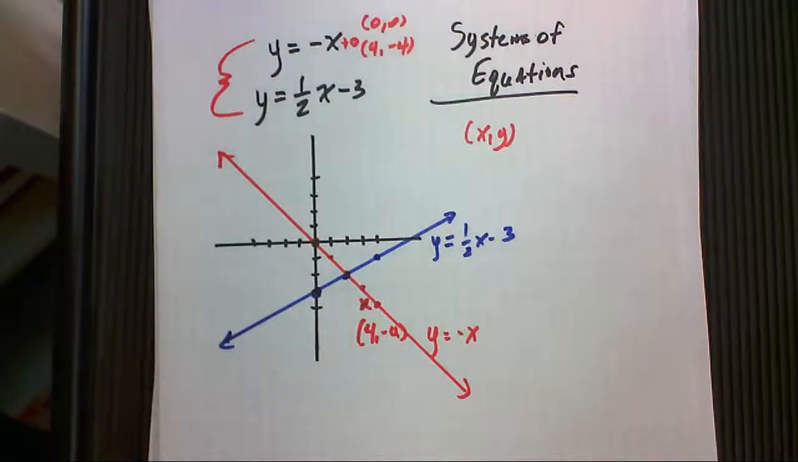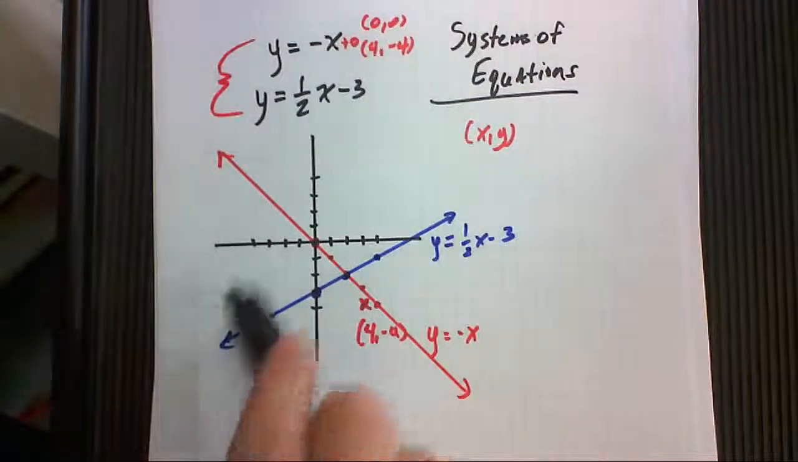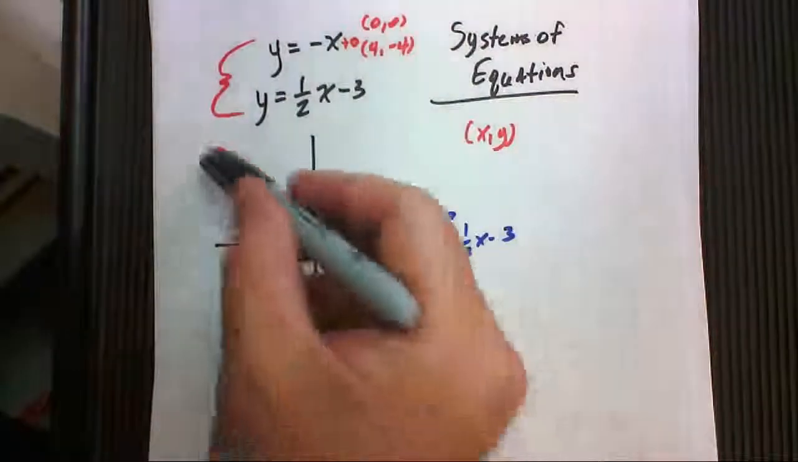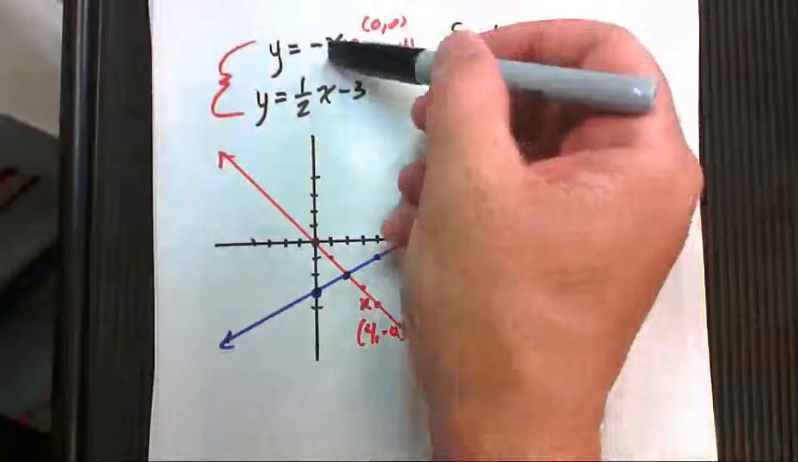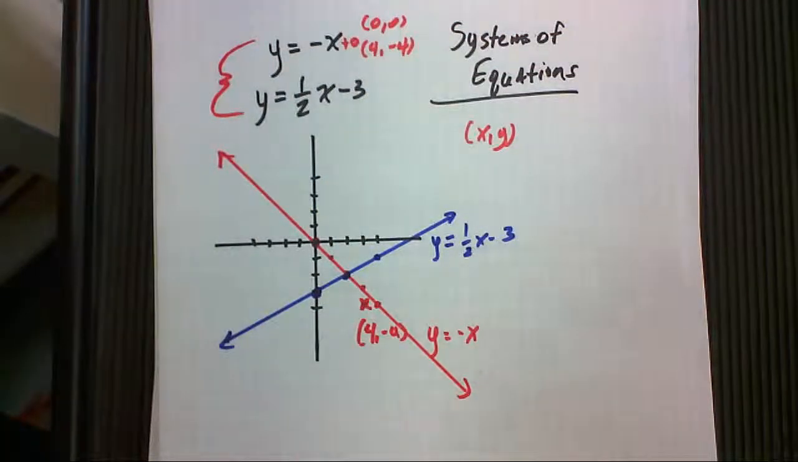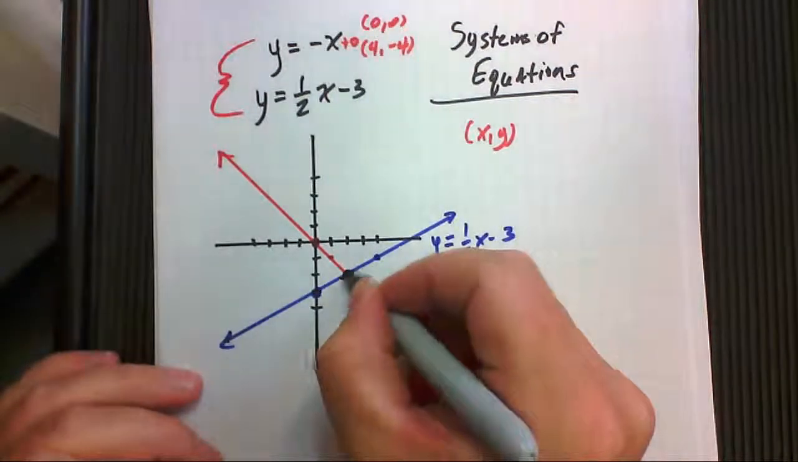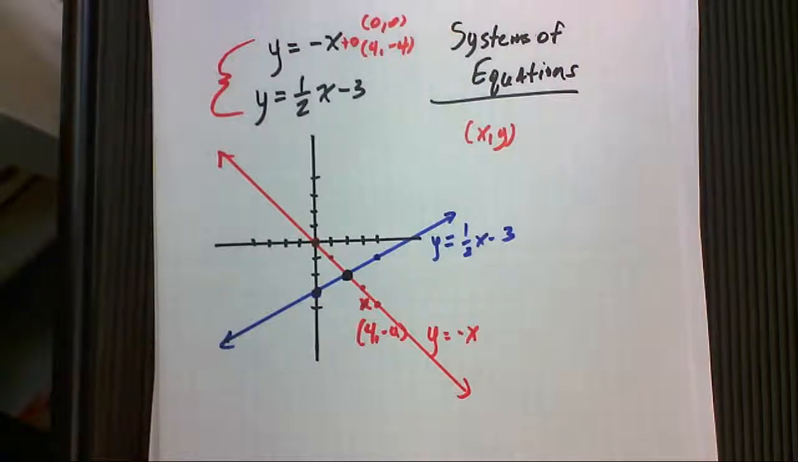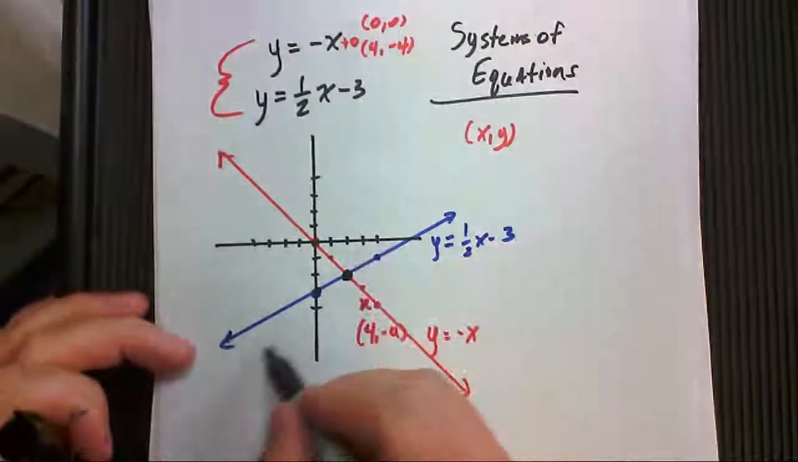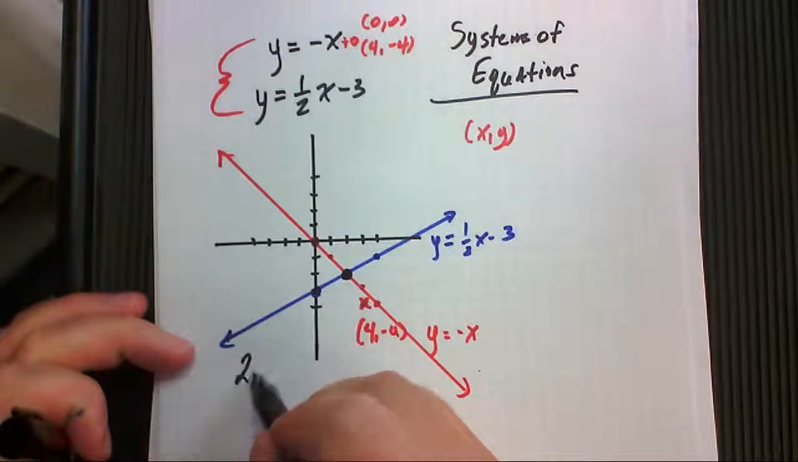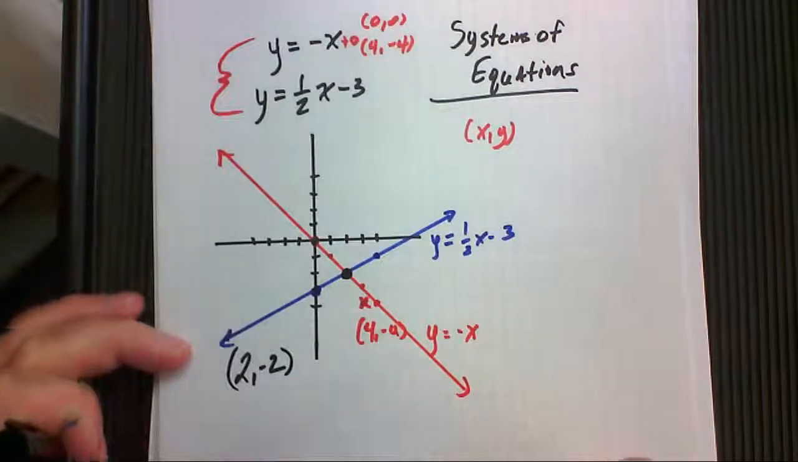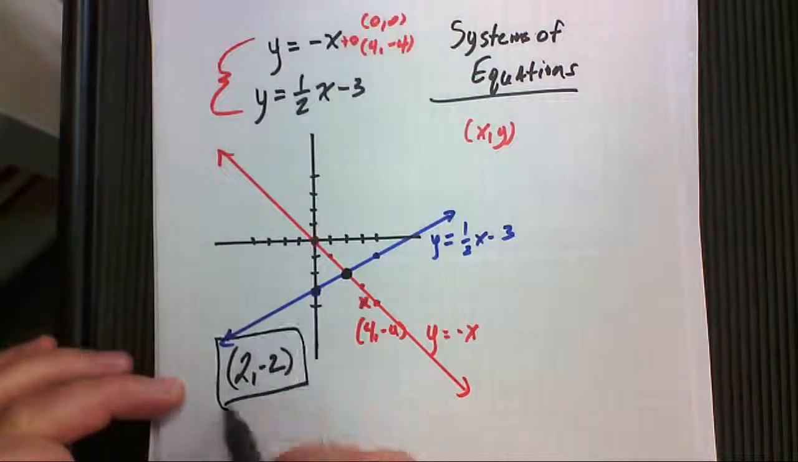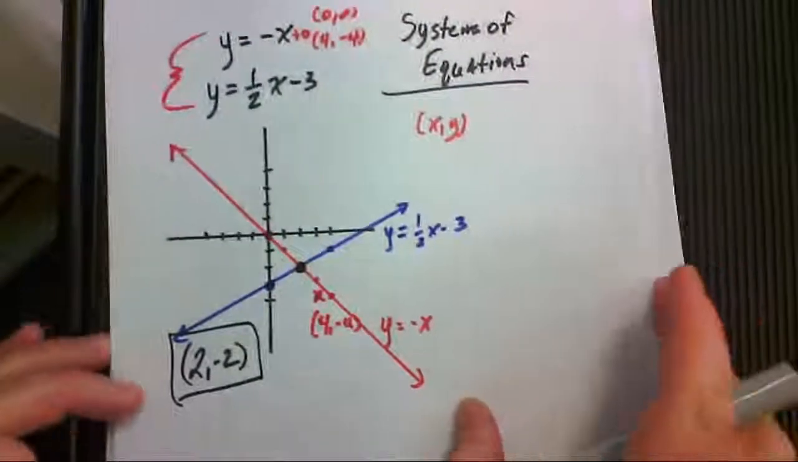Now, this blue line, it's a picture of all the answers to this equation. The red line is a picture of all the answers to that equation. So together, where they cross, that's the one place they have in common. That's the solution that they share. The coordinate right here, it's 2 comma negative 2. So that's going to be the solution to this system of equations.